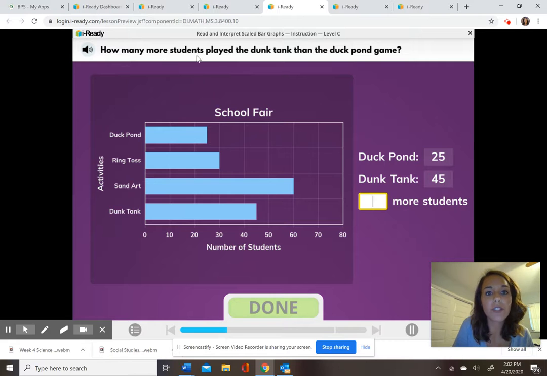How many more students played in the dunk tank than the duck pond? So you're going to go to the dunk tank and the duck pond. Those are the 2 numbers that you're going to need to record in order to solve this problem.